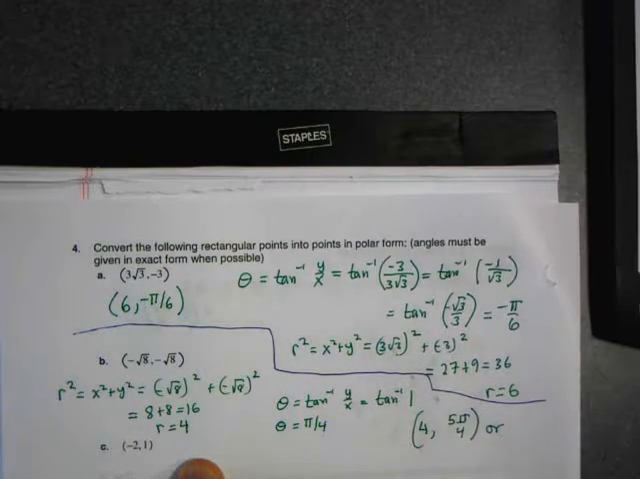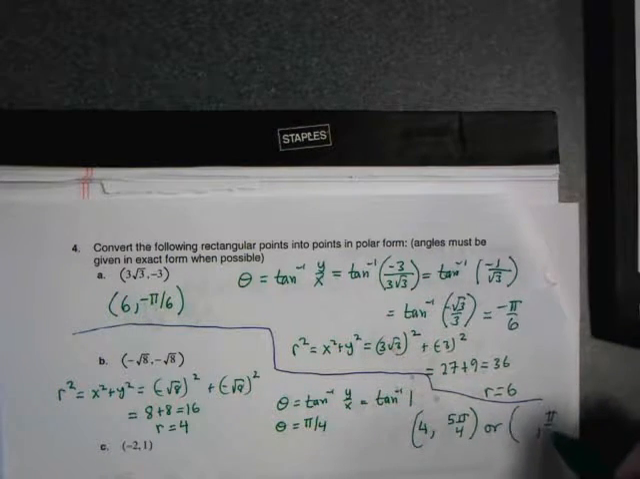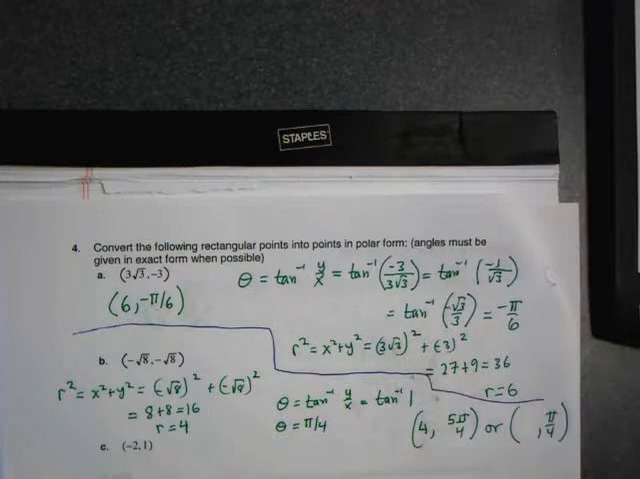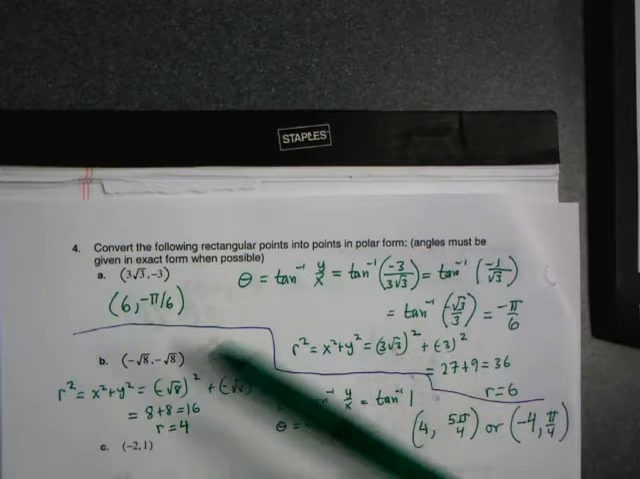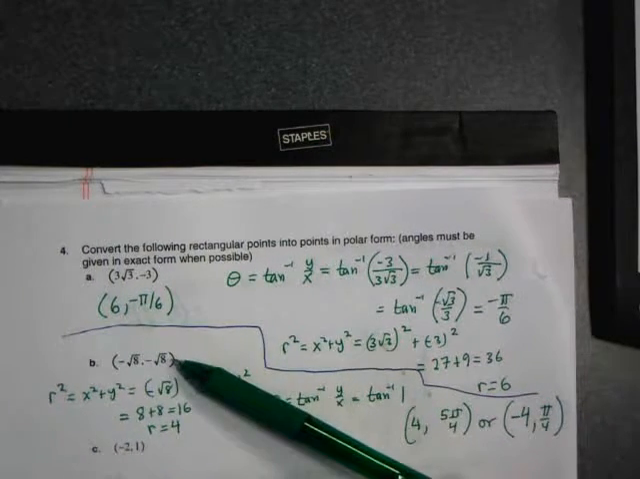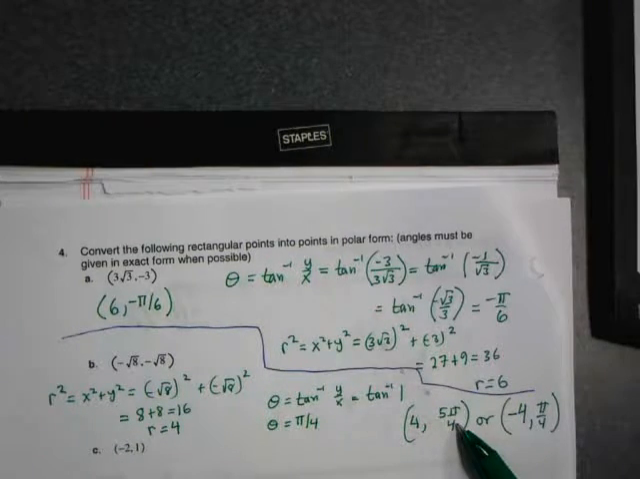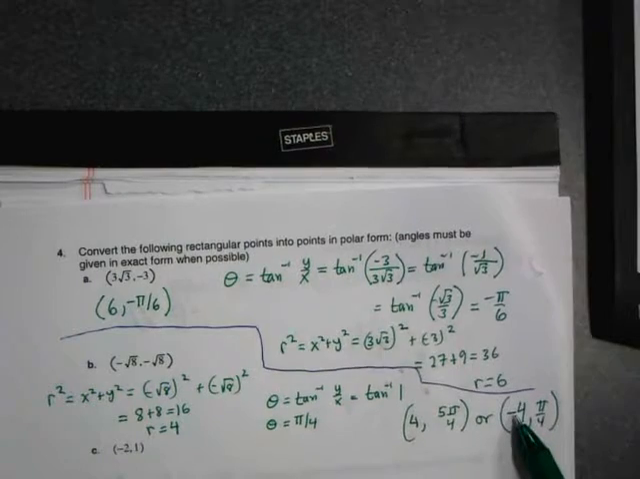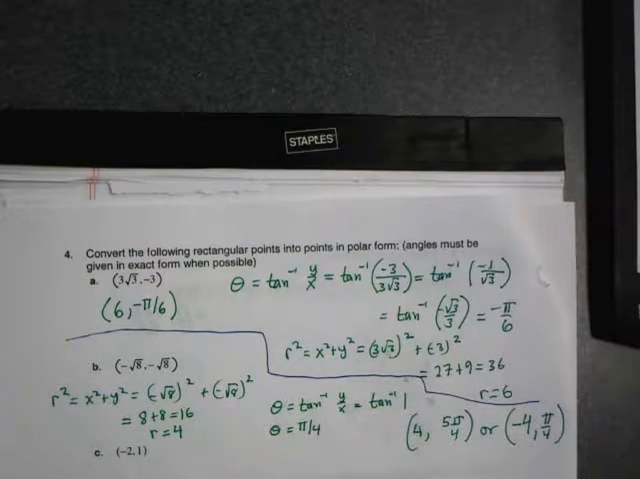That's one way to fix it. Or the other way to fix it is leave the pi over 4 alone and make the radius negative. So that's what you're going to have to do. If your original point starts in quadrant 2 or 3, you have two choices. You either add pi to your angle, or you leave the angle alone and make your radius negative. But they're both correct, and I don't care which answer you give me because they're both correct. Okay? But you need to remember that.